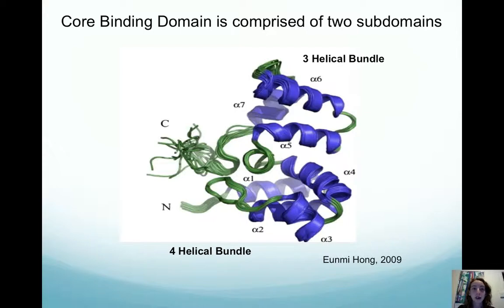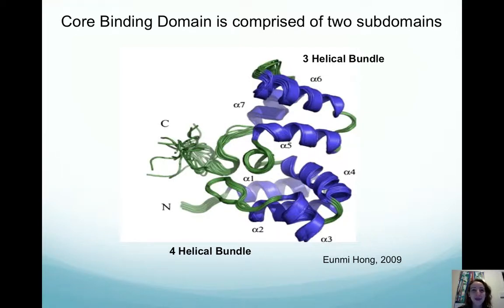So here is the core binding domain. This is the segment of the protein that I'm working with, and you can see it's comprised of a 3 helical bundle and a 4 helical bundle that is connected by a 10 residue long hinge point right here. And the 4 helical bundle contains most of the contact points to RNA polymerase and is stable, while the 3 helical bundle is not intrinsically stable, and it needs interaction with the 4 helical bundle to fold.